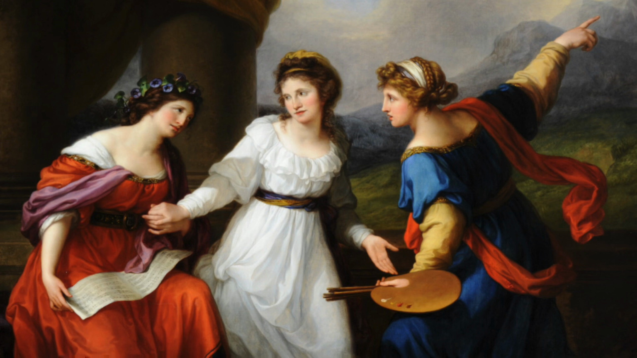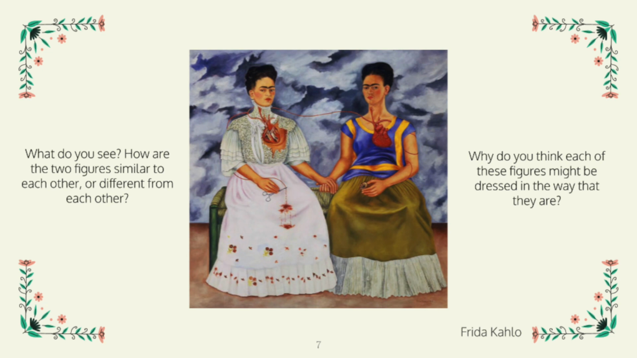So now you know what to look for. Take in the entire image, the foreground, the background, the characters, the objects, the colors. Let's try it again with these next images, and feel free to pause the video to examine these closely. This is a painting by Frida Kahlo. What do you see? There are two figures, again appearing identical like Kaufman's painting. How are the two figures we see now similar to each other or different from each other? Why do you think each of these figures might be dressed the way they are?